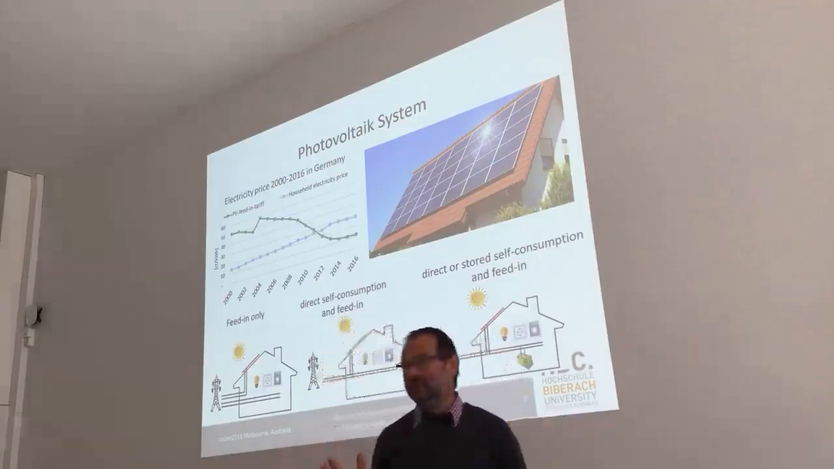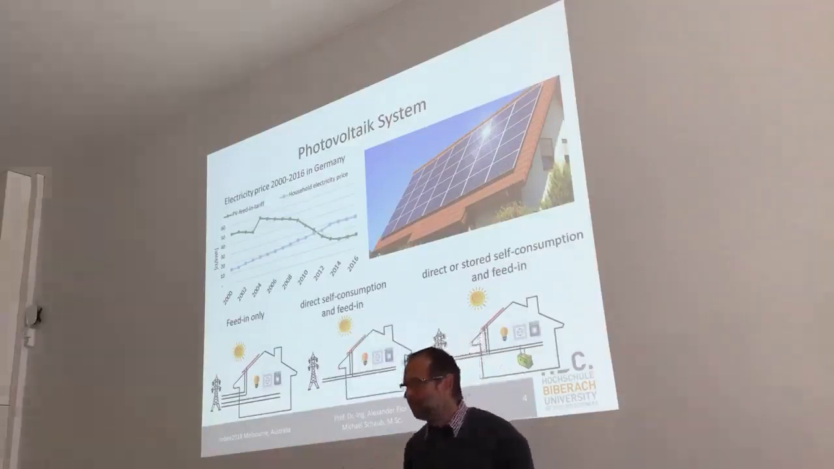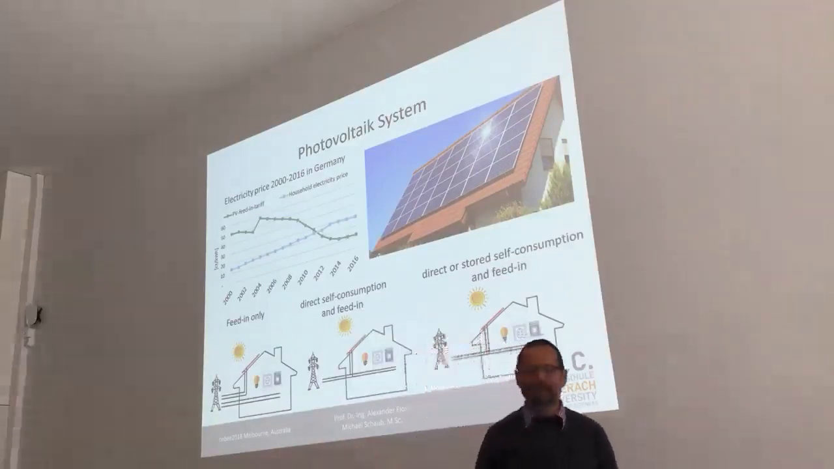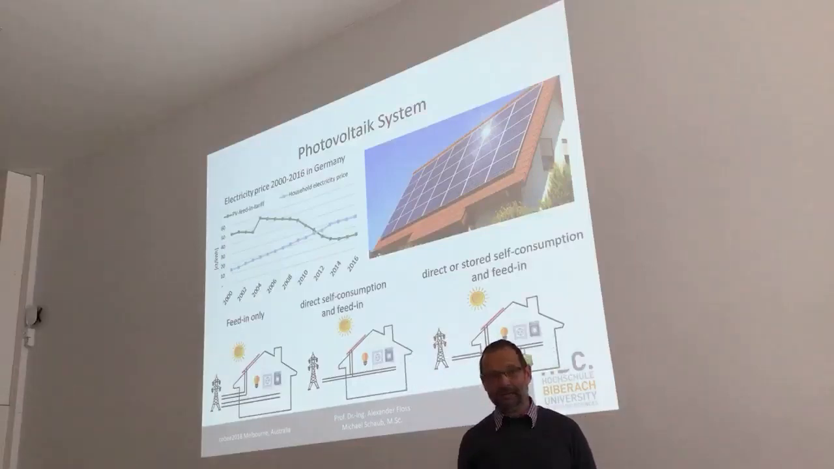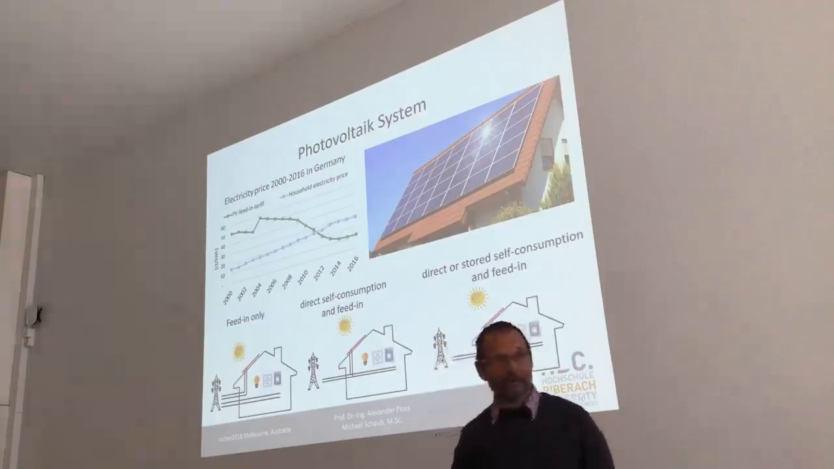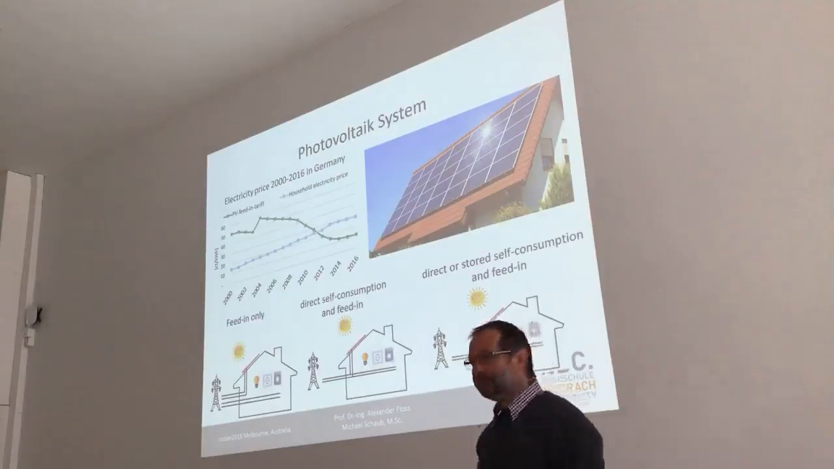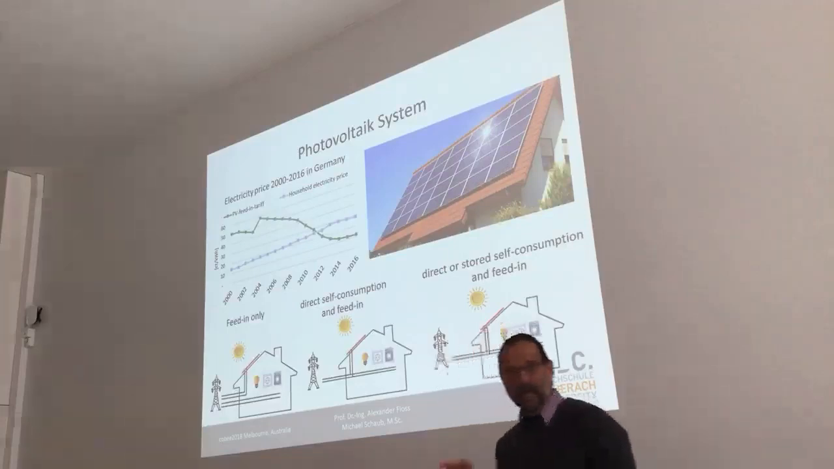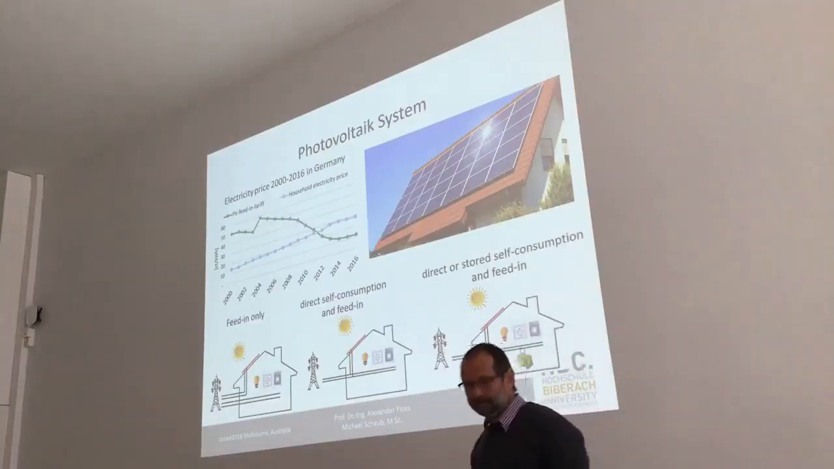So the price for electricity in Germany is much higher than the price for electricity here in Finland. I think you just told us it's about 12 or 13 cents per kilowatt hour. So our prices are 2.5 times higher than the prices here. Yeah?